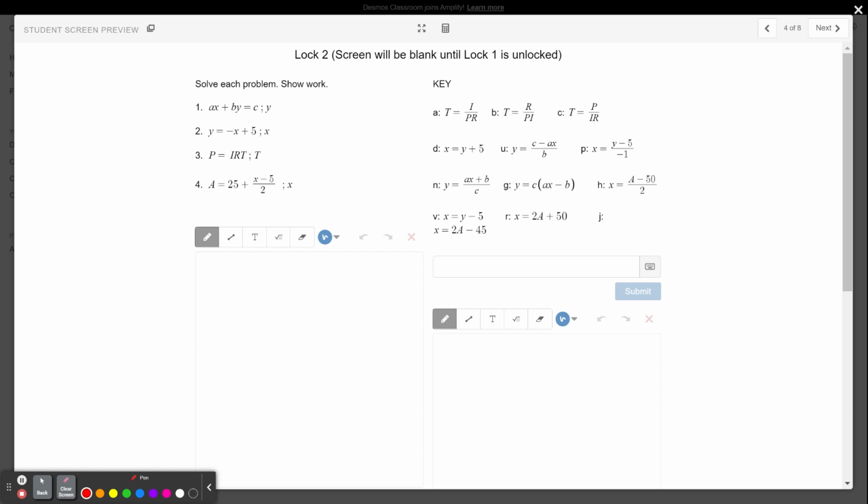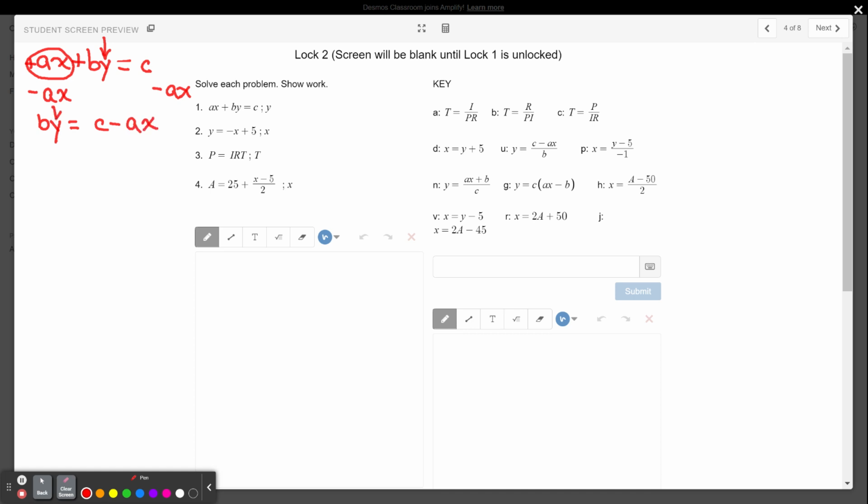So these are literal equations. So we have ax plus by equals c. Now we're solving for y. So we have to undo adding or subtracting first. Since this is adding ax, we're allowed to move it all together. So minus ax. We're left with by equals c minus ax.